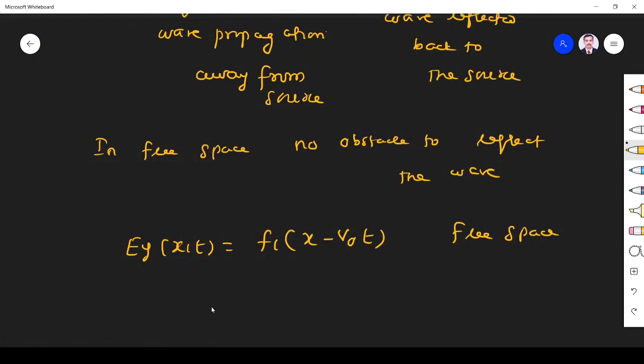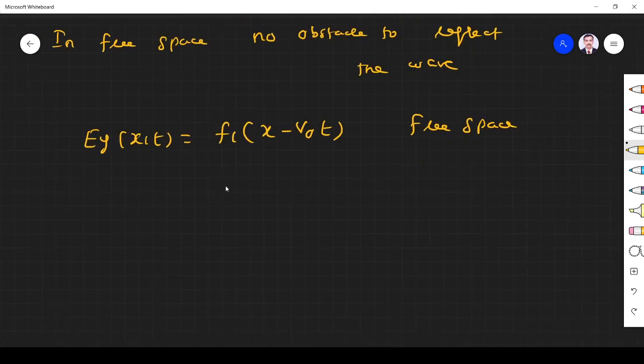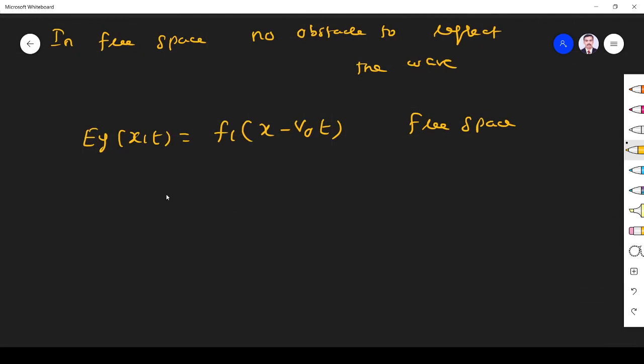Okay, so how can we draw this diagram? How will the wave appear? The wave will appear like this. Here you see, let me draw. This is the x-axis. This is f of x, right? So we can draw like this. This equation diagram will be.